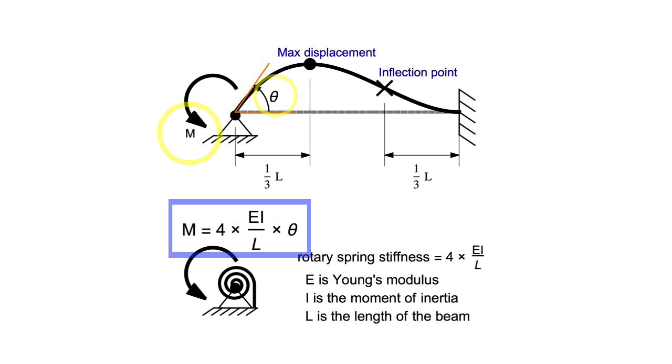Next, we note the relation between the applied moment and the resulting rotation. The moment M equals 4EI/L times the rotation theta, where E is Young's modulus, I is the moment of inertia, and L is the length of the member. The corresponding rotational or helical spring stiffness is 4EI/L. It is just 1/3 more than that of the simply supported beam. Not a large change considering the support at the left went from being free to rotate to being completely fixed.